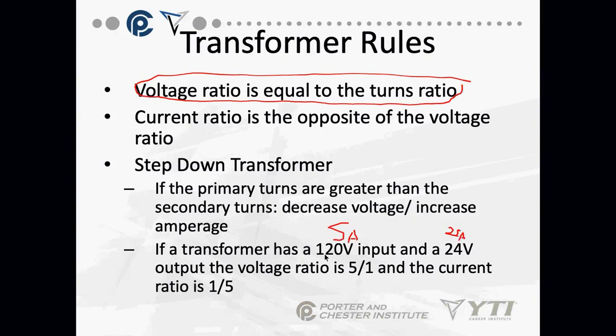Now, this is not a realistic scenario. We often go from 120 to 24, but our current is much lower than that a lot of times. So again, whatever happens to the voltage in a transformer, the exact opposite happens to the current. And that's a very important point to remember. I'm going to ask you about that in the future. Again, what happens to the voltage, the opposite happens to the current or the amperage.